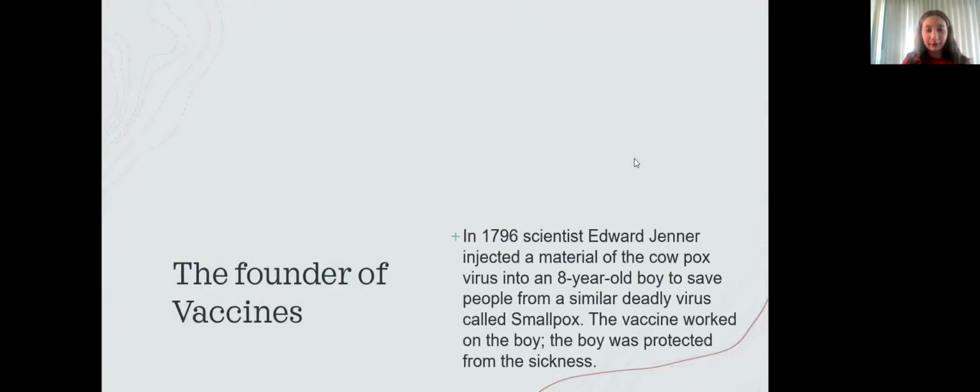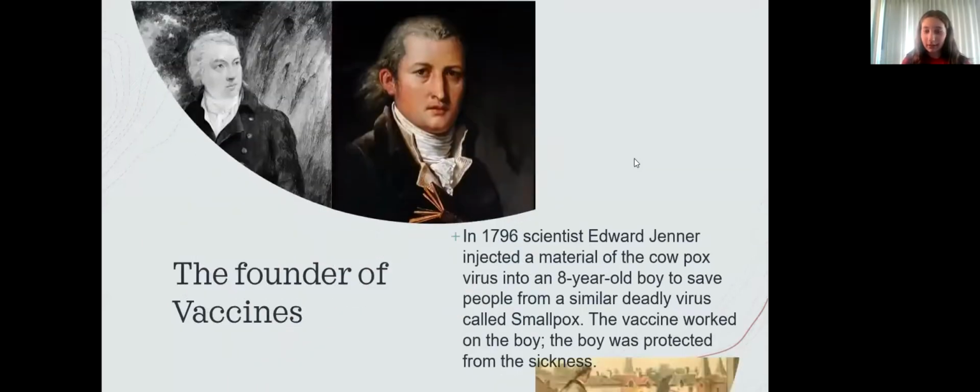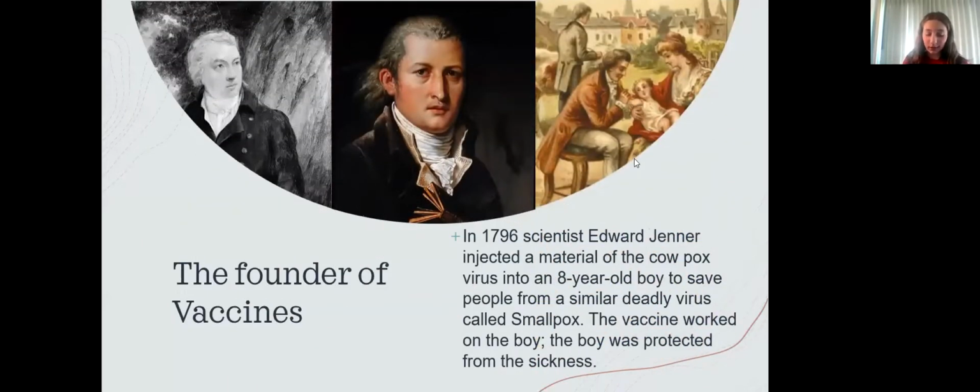So the founder of vaccines. In 1796, Edward Jenner injected cowpox material into an 8-year-old boy to save people from a similar deadly virus called smallpox. The vaccine worked, and that was the first vaccine ever recorded in history.